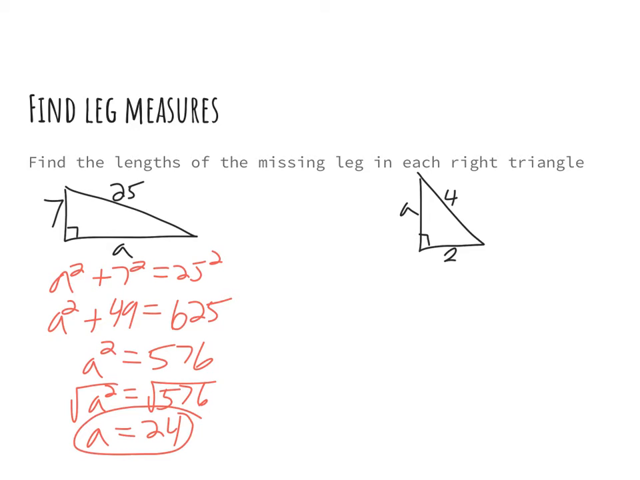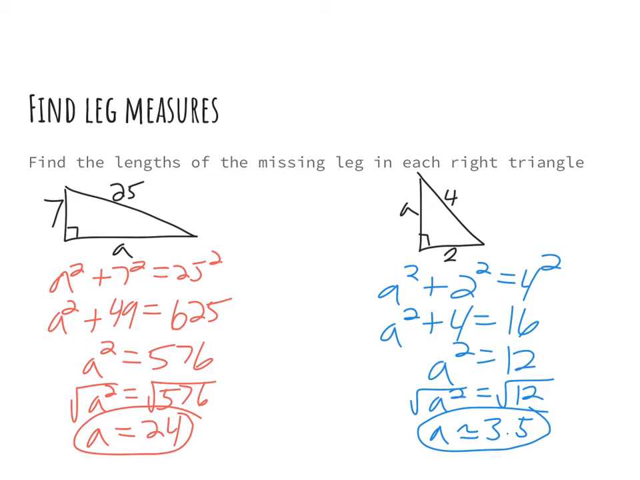Do the same thing on the second one. Pause the video, find a measure for A, and then hit play and see how you did. As you can see, I've got A squared plus 2 squared equals 4 squared. 2 squared is 4, 4 squared is 16, so I've got A squared plus 4 equals 16. Subtract the 4 over to the other side, A squared is equal to 12. Square root both sides, and I have that A is about 3.5.